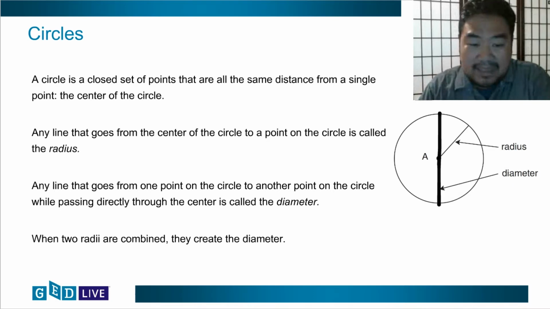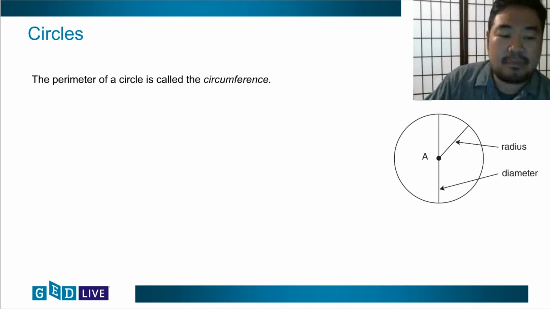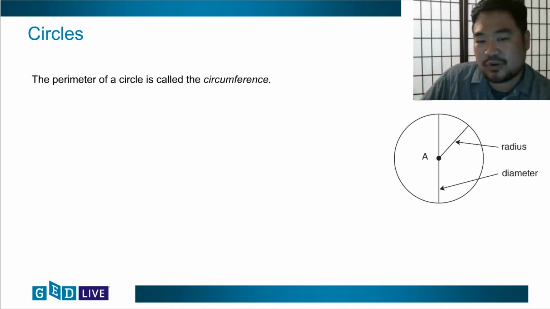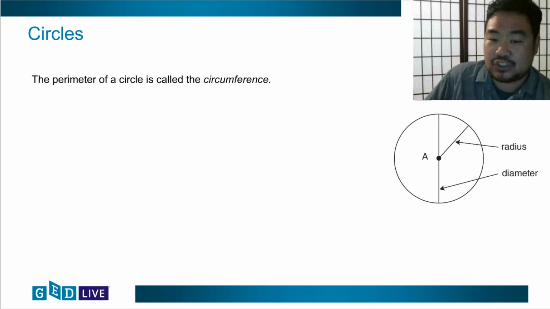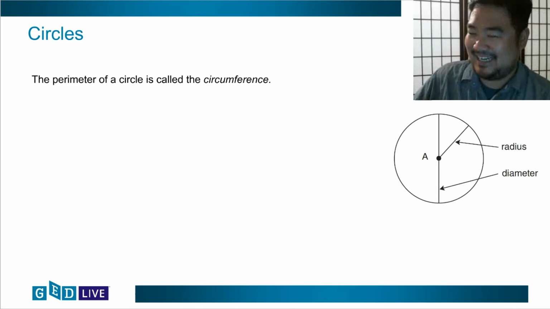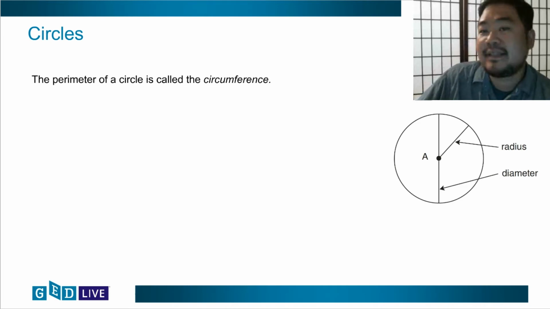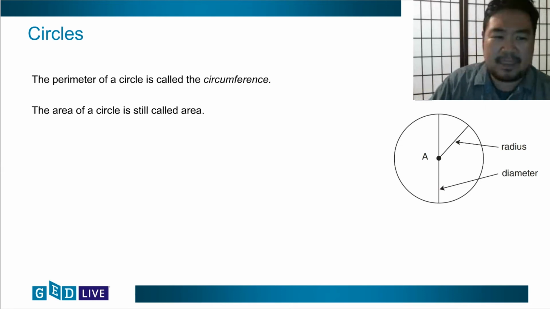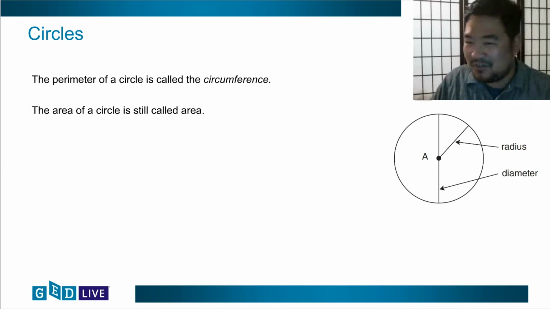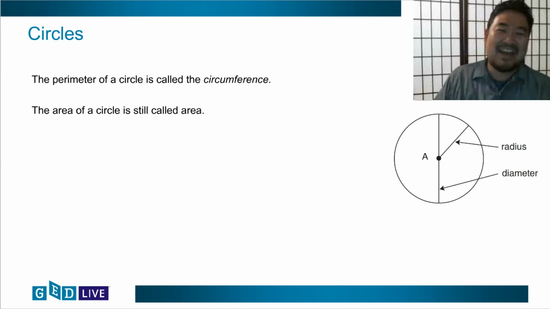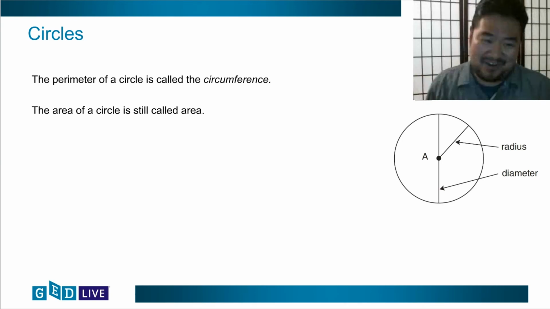Okay, and with that, let's take a look at a couple other things about circles. The perimeter of a circle is called its circumference, the distance around the circle itself. Very similar to a term you might have heard on GED Live or in your own GED studies: circumference and perimeter are basically one and the same, but the specific term for a circle is the circumference. The area of the circle is still called area. There's no special word for it.